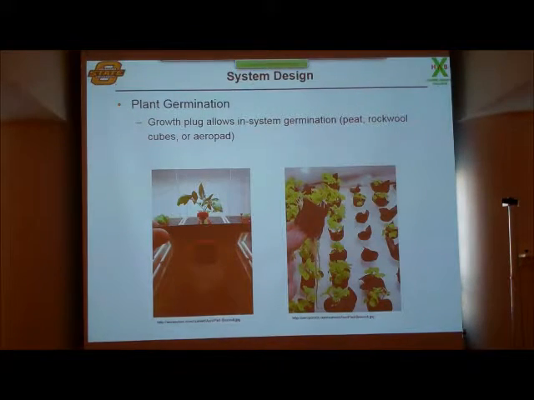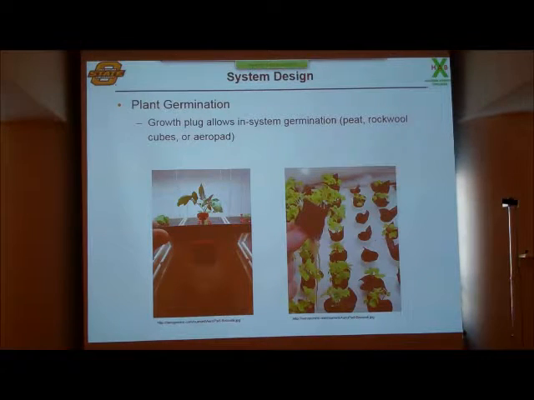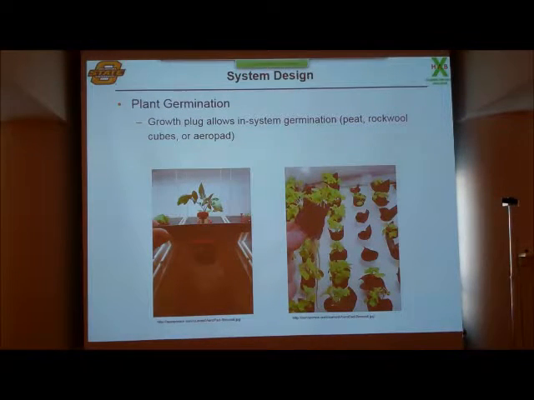And so now I'll talk a little about germination. What we decided to do was use in-system pads that we can plant the seeds in. So this allows us to do our initial germination in the system, so there's no need for transplanting seedlings from a germination chamber to the system. This would reduce the man hours needed to properly maintain our system. It also makes it a little easier for the astronauts.